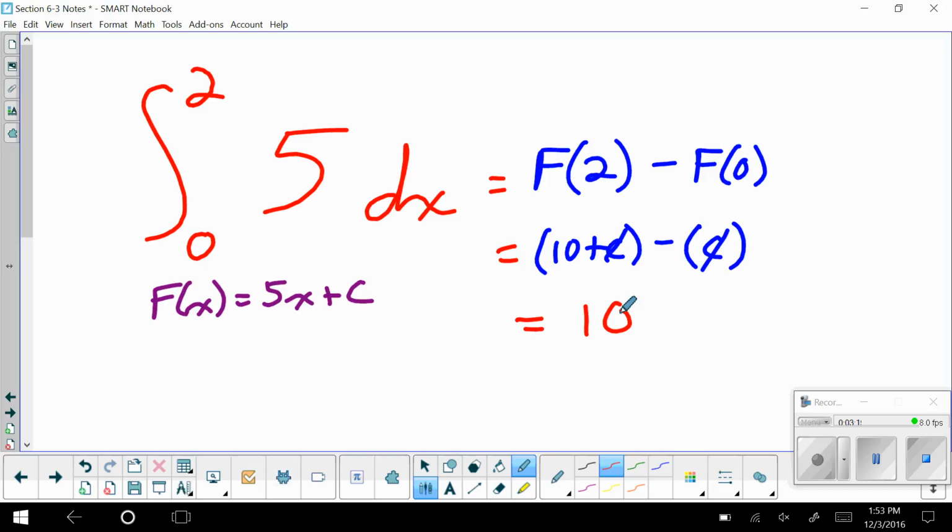Now, one thing that's very nice to keep track of here, because we're subtracting two different values of our antiderivative, those c's will always cancel out. So what this means is, for definite integrals only, we can ignore the plus c and actually not even have to write it, because in a definite integral only, the plus c will always cancel out.